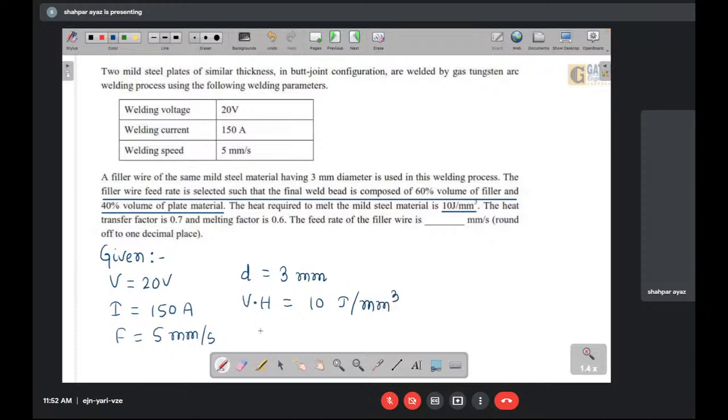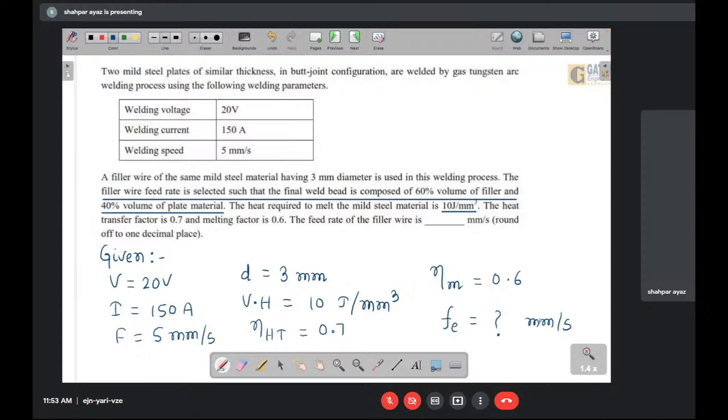Now the heat transfer factor, meaning heat transfer efficiency, is 0.7. And melting efficiency is 0.6. We have to find out the electrode feed rate in mm per second. This is our objective. This we have to find out. So now let's start, everyone.